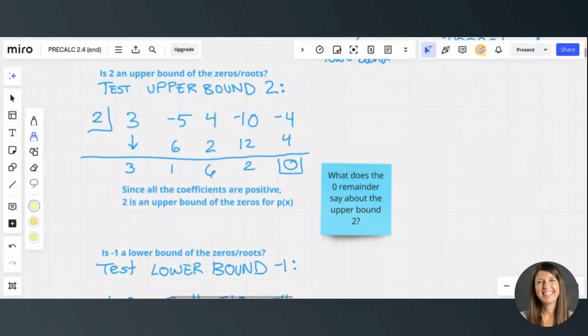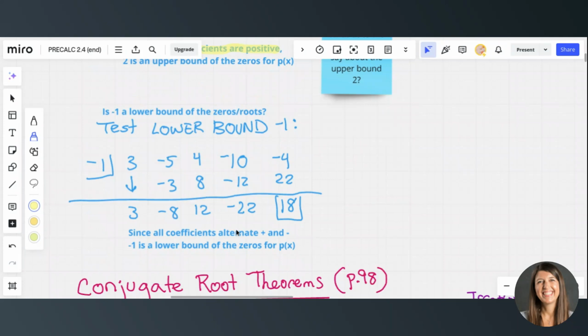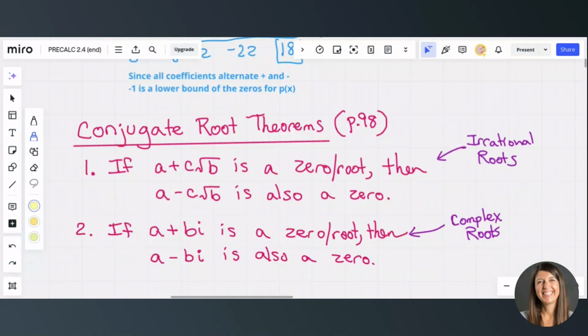And just to review, when we're testing the upper bound, we want all the coefficients to be positive, and if we're testing the lower bound, we're going to alternate positive and negative, okay? So that's how we know that. All right, so now let's turn to page 98 in our book.